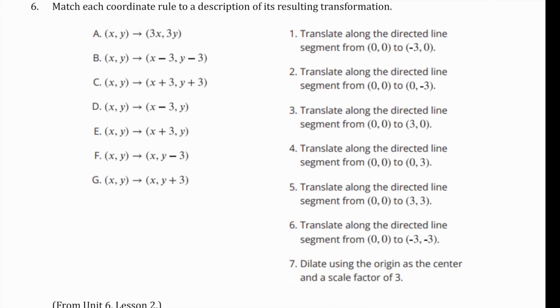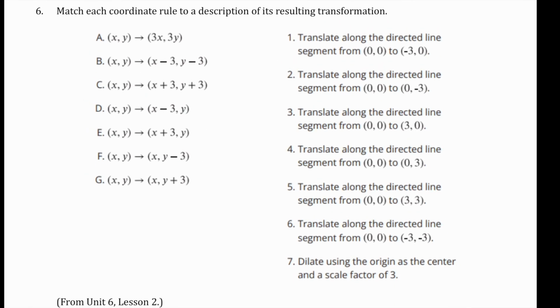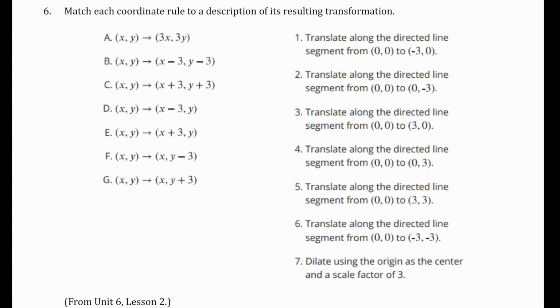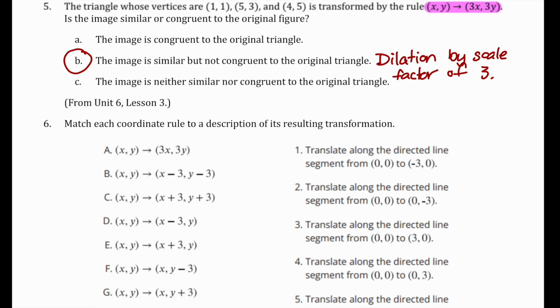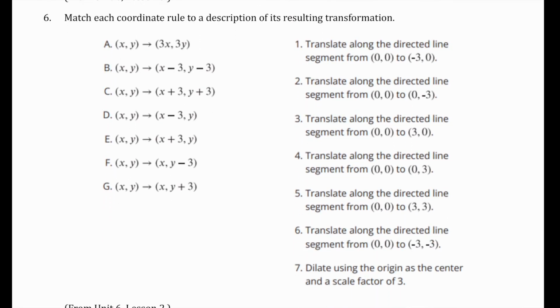That then brings us to number 6, which is matching each coordinate rule to a description of its resulting transformation. So let's go through. We're going to go A, B, C, D, E, F, G, and then match up what it should look like on the right-hand side. So the first one here is literally the transformation that we just talked about in the previous question. xy becomes 3x, 3y. And I said that's a dilation by scale factor of 3.